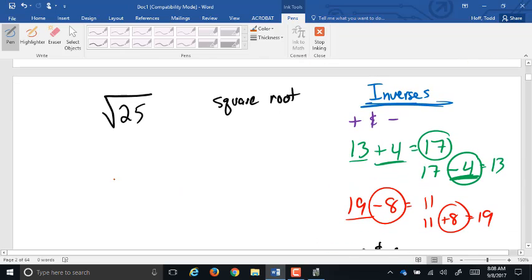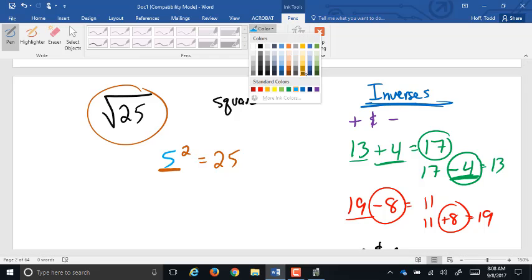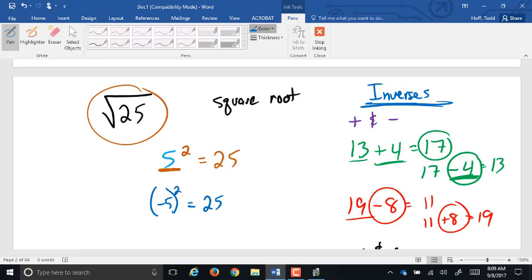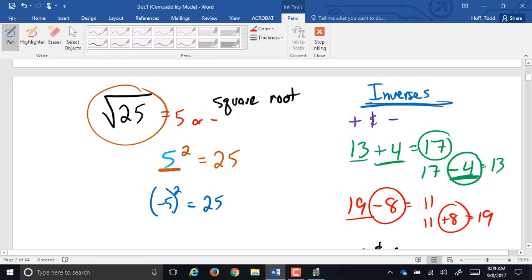So back up here, the square root. We know the square root of 25 is 5. But why? Well, the definition of that square root is asking what number squared equals 25. And we know that 5 squared is 25. However, what's negative 5 squared? Yeah, a negative times a negative is a positive. So negative 5 squared is also 25. So the square root of 25 is 5 or negative 5. There are 2 possible answers there.